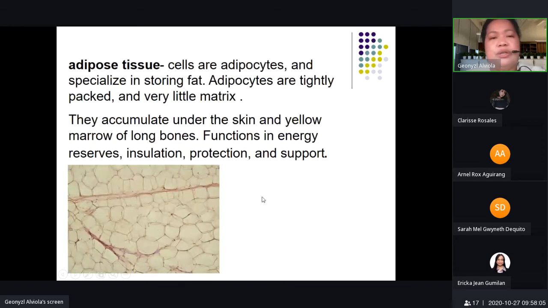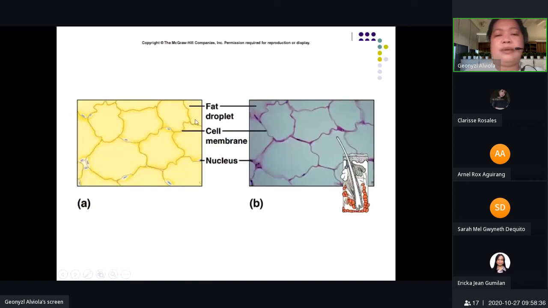Adipose tissue cells are made up of adipocytes or fat cells, specialized in storing fat. Adipocytes are tightly packed at very little matrix, so they accumulate under the skin and yellow marrow of long bones. Function in energy reserve, insulation, protection, and support. Muni ang nag-comprise sa atong mga bilbil. Muni ang nagpadako sa ato ang tummy.